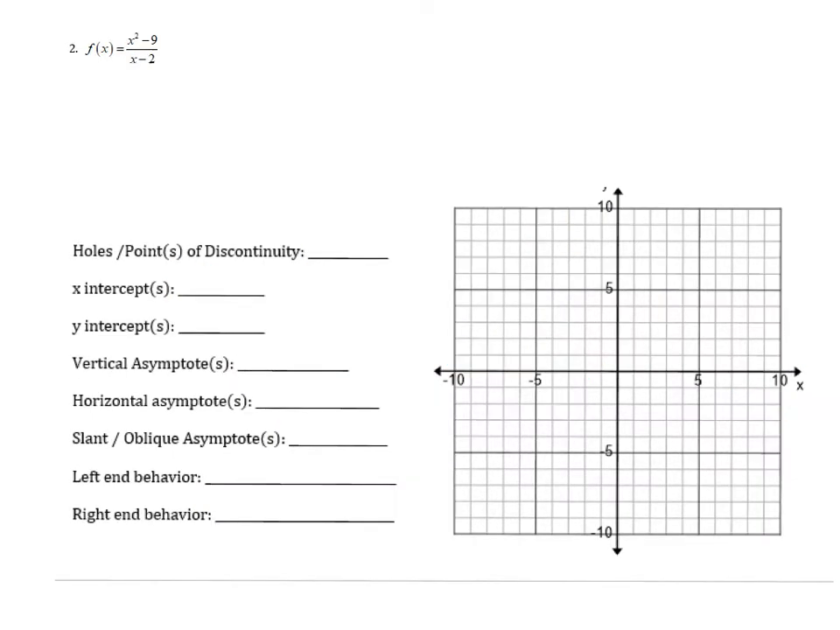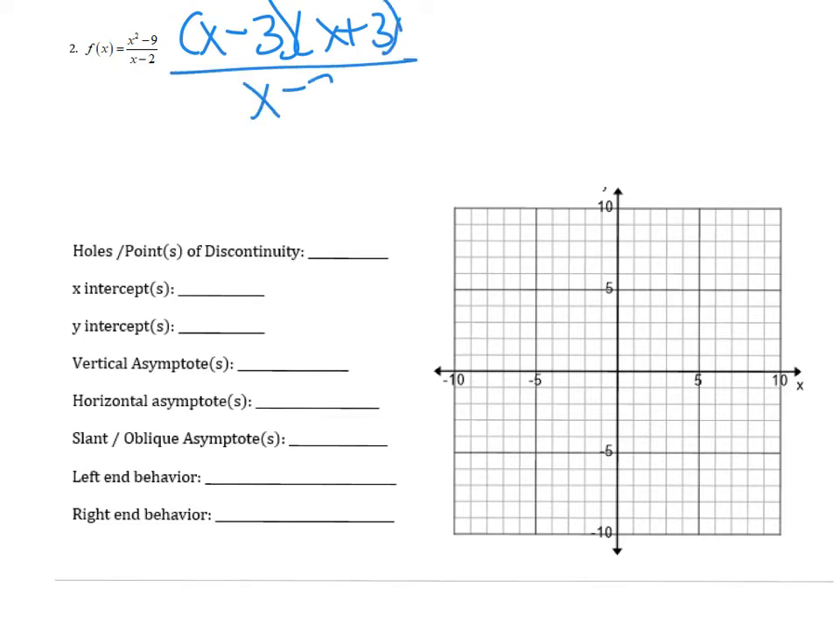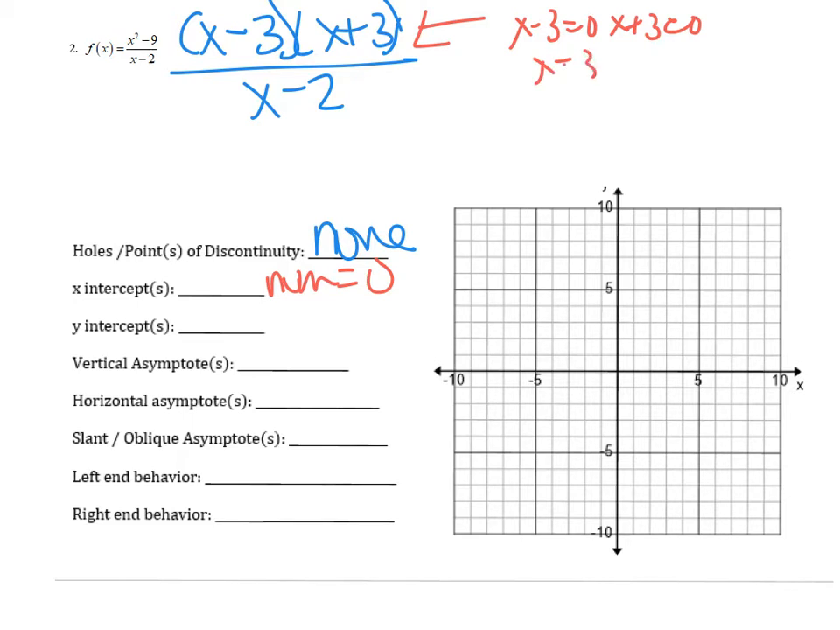All right, number 2, again, we need to factor. X squared minus 9 turns into x minus 3, x plus 3, difference of squares, over x minus 2. Nothing cancels on this, so since there's no term that cancels, we have no holes. My x-intercepts, you're going to set your numerator equal to 0, and since we have 2 of them, x minus 3 equals 0, x plus 3 equals 0, we're going to get x equals 3, x equals negative 3. So that's going to be, oops, let me move this over.